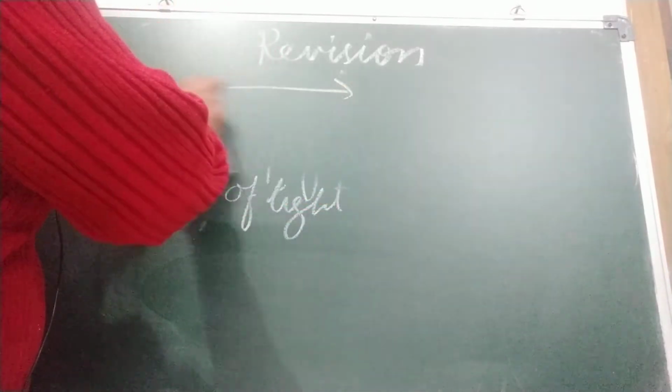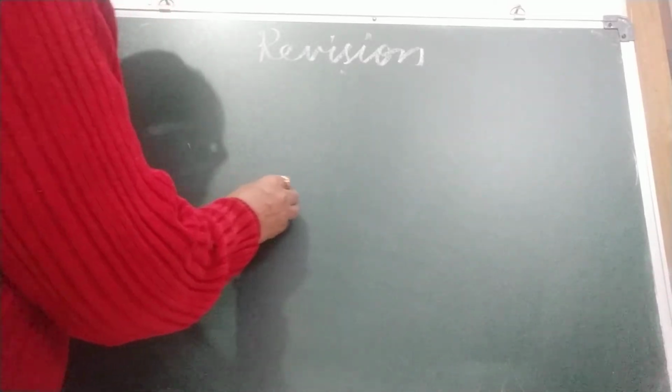Now our next is what? Reflection of light. What is reflection of light? Bouncing back of light is called reflection. Because of this bouncing back, we are able to see the things all around us. If this bouncing is not taking place, we would not be able to see the things.